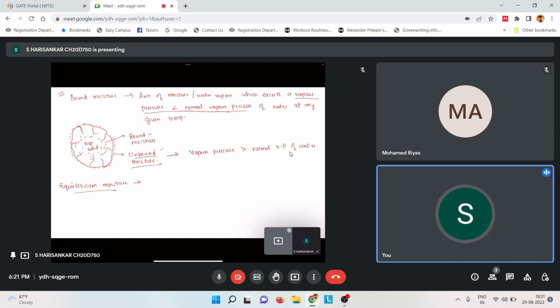Equilibrium moisture is the moisture content in a solid that can remain in equilibrium with the drying medium of a given relative humidity at any given temperature.